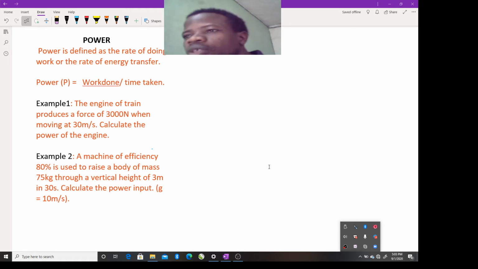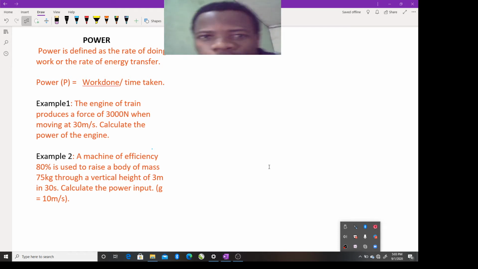Yes, and we also define work. Work is said to be the force applied to a body in a given distance with respect to time, while energy is the ability to do work. Both of them are measured in joules, and you can also have it in kilojoules.